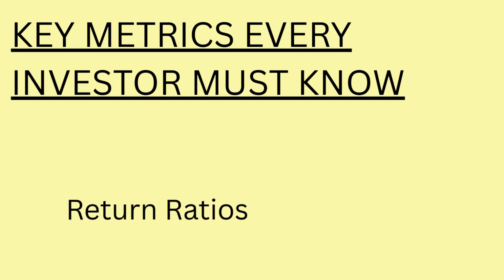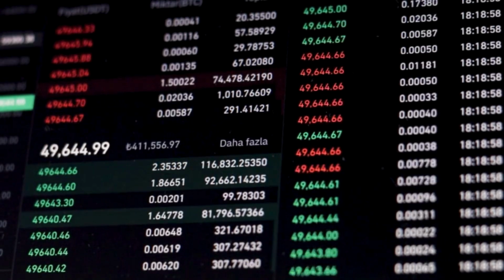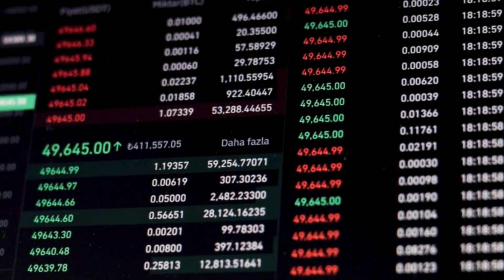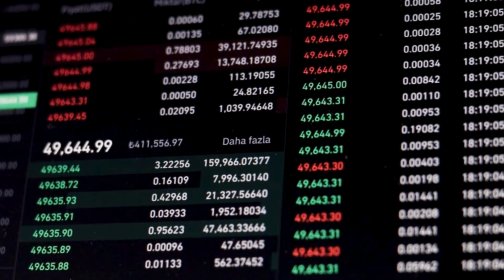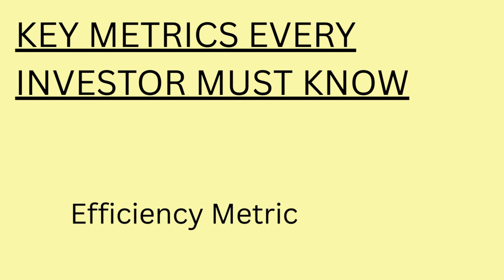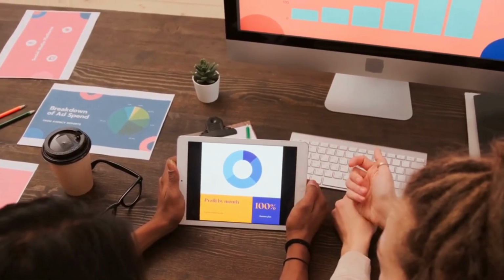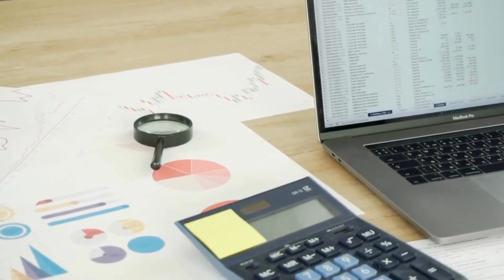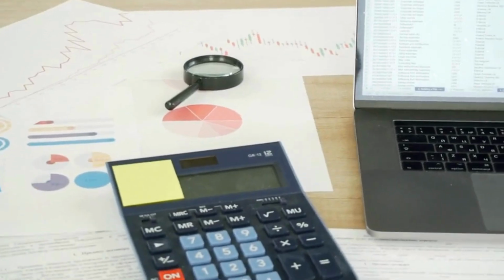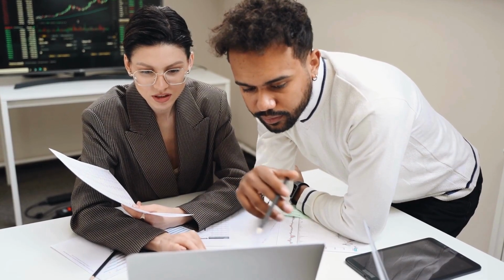Return ratios, return on equity, or ROE, shows how well the company uses shareholders' money. Return on capital employed, or ROCE, shows how efficiently all capital is being used. Efficiency metric, the asset turnover ratio, shows how efficiently assets generate revenue. Valuation metrics, the price to earnings ratio tells whether the stock is cheap or expensive compared to earnings. The PEG ratio helps you understand if valuation is justified by growth.